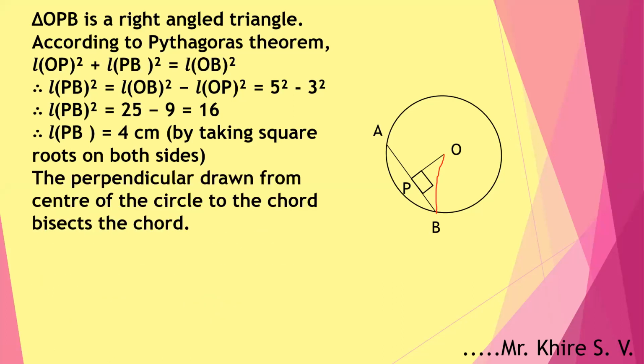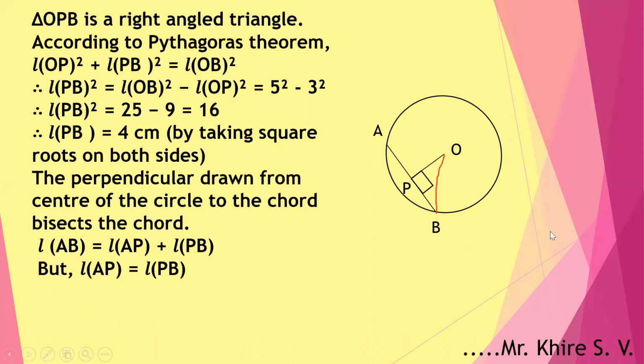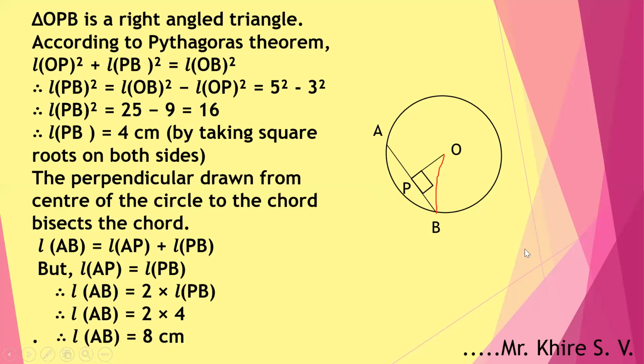The perpendicular drawn from the center of the circle to the chord bisects the chord. Therefore length AB divides into equal parts, that is AP and PB. Length AB is equal to AP plus PB, but length AP is equal to PB. Therefore length AB is equal to 2 into length PB, it is 2 into 4. Therefore length AB is equal to 8 centimeter. 2 fours are 8.